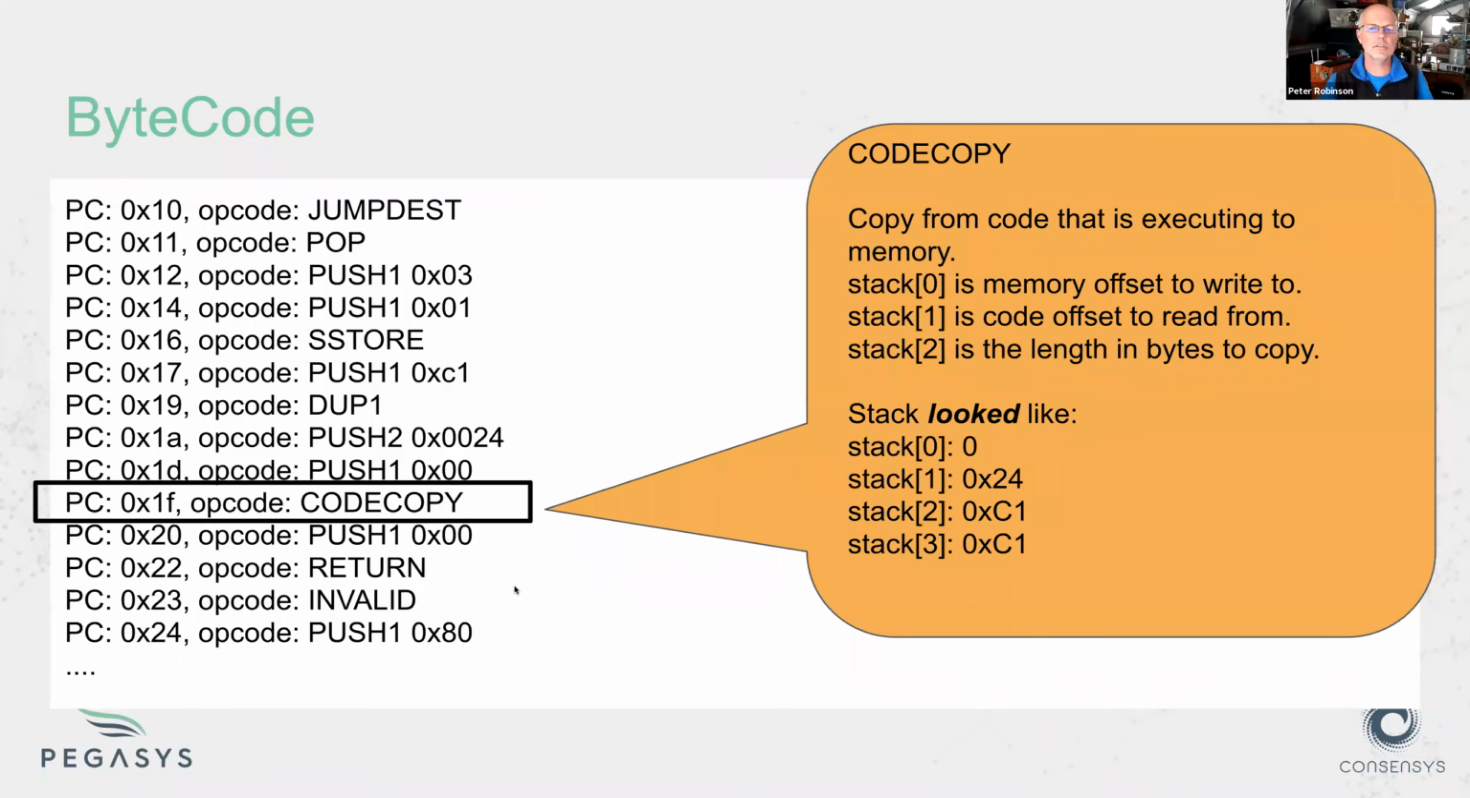Code copy copies from the code that is currently executing to memory. Stack 0 is the offset to write to, stack 1 is the offset to read from, and stack 2 is the length of the bytes to be copied. So the stack looked like this. What we're saying is, let's write to memory offset 0 and start at offset 24, program counter 24 offset, and do it for 0xC1 bytes, which is the length of the runtime code.